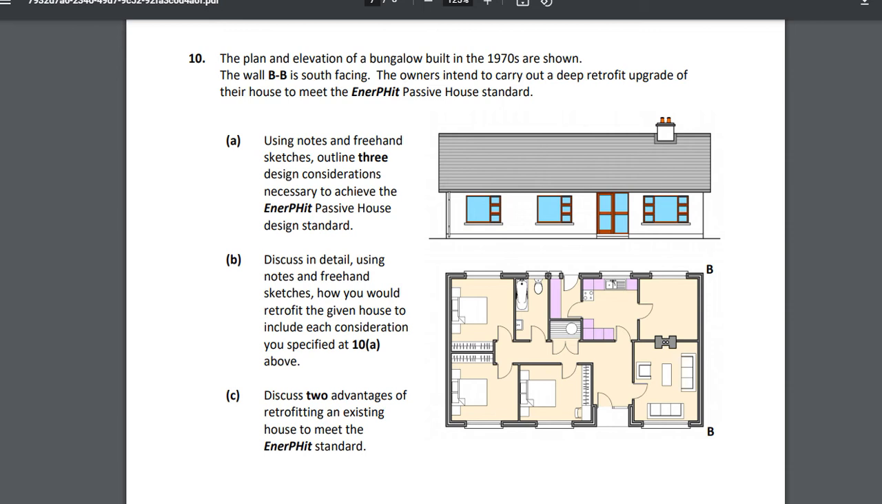Using notes and freehand sketches, outline 3 design considerations necessary to achieve the Enerfit Passive House design standard. So this is kind of like question 3. You're upgrading the house. So you're not designing a new house here.